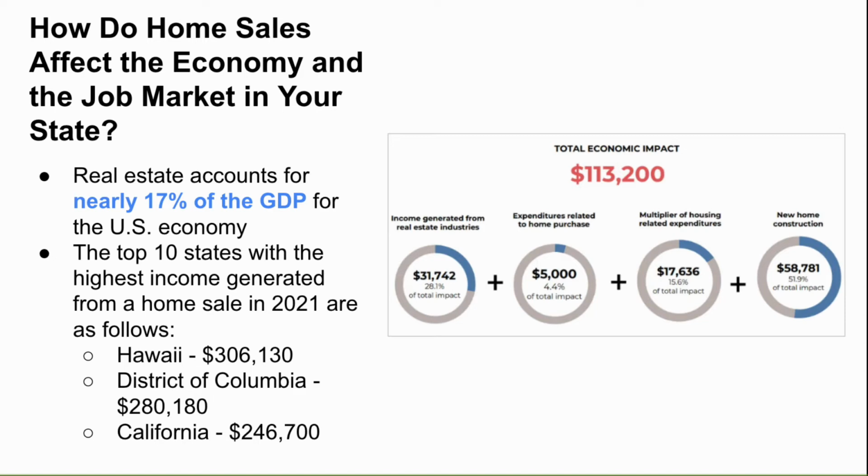So how does real estate actually impact different markets? This is the aspect of this article. They have found that real estate accounts for nearly 17% of the GDP for the US economy, which is pretty huge. They break the total economic impact down into 4 categories. So first, new home construction. Second, the multiplier of housing-related expenditures related to home purchase. And lastly, income generated from real estate industries.